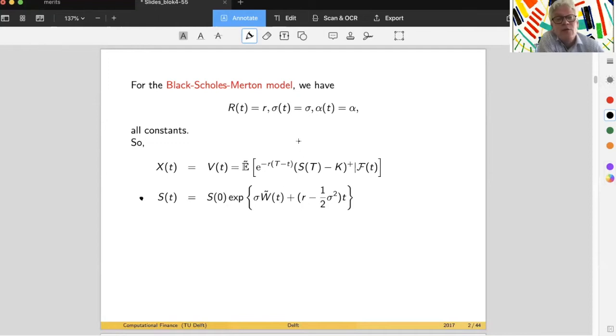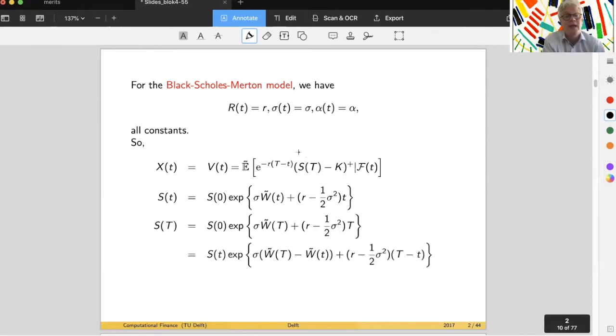And particularly for the stock value at final time, we can get its value, and that is S(T) = S(0) e^(σW̃(T) + (r − ½σ²)T), where the t is the capital T. We can also write this with S(t), with little t, and that gives us S(T) = S(t) e^(σ(W̃(T) − W̃(t)) + (r − ½σ²)(T − t)).